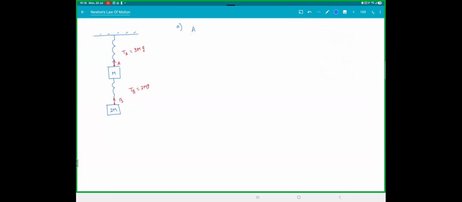The moment you cut at A, the tension at A becomes 0. What about tension at B? Tension at B will still remain the same, 2 mg, because spring 2 does not know what happened with spring 1. Yeah, if you give little time, then A will move, then the spring B will compress, and then all things will happen. But the question is instantaneously.